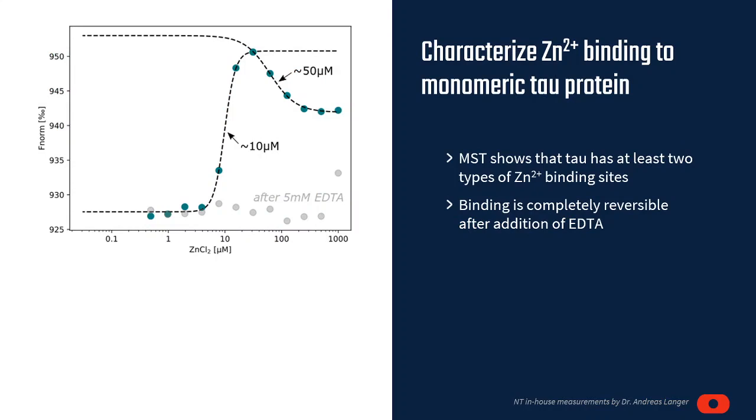We did a very simple experiment. We took some monomeric full-length tau protein and labeled it using our second generation NHS dye. Then we mixed this labeled protein with a dilution series of zinc. And this is the dose response that we got.